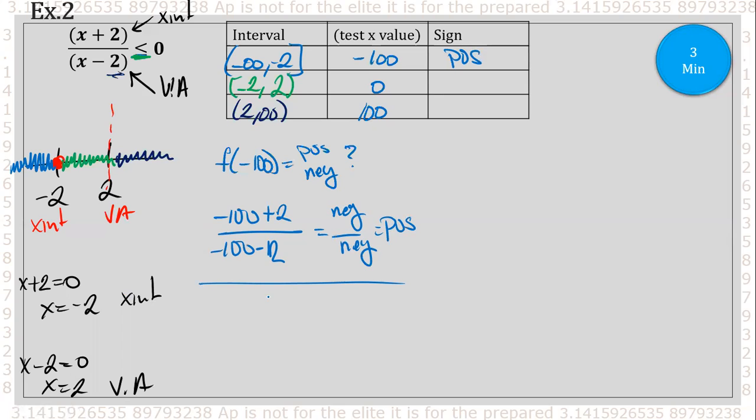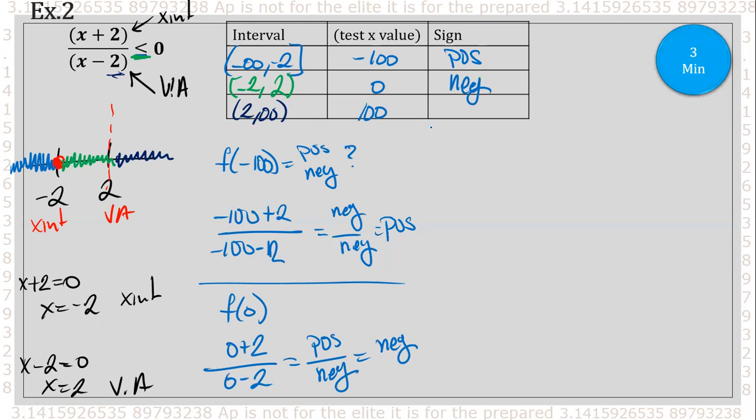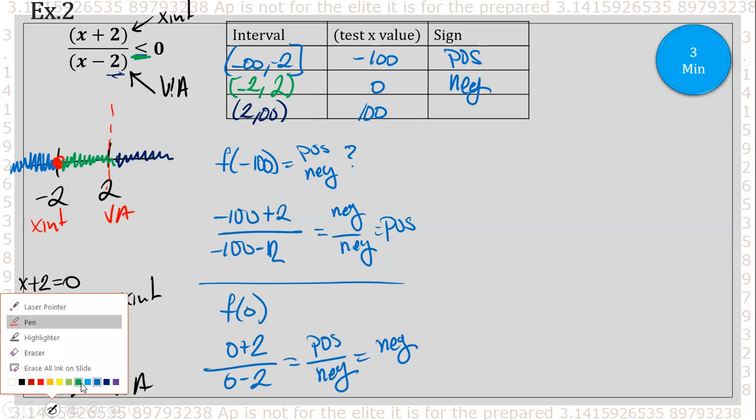So let's try the next one. What happens when it is 0? Well, when it is 0, it's going to tell us how the graph behaves between negative 2 and 2. So I'm going to substitute. So 0 plus 2 into my original function and 0 minus 2. And get a positive on top and a negative in the bottom, which simplifies to just a negative. So this right here is negative. Let me change the marker.